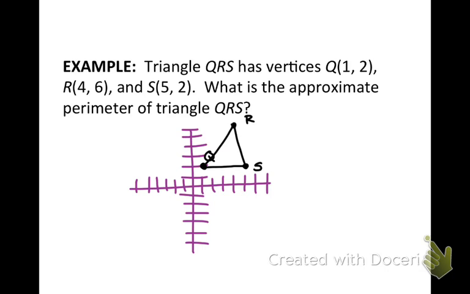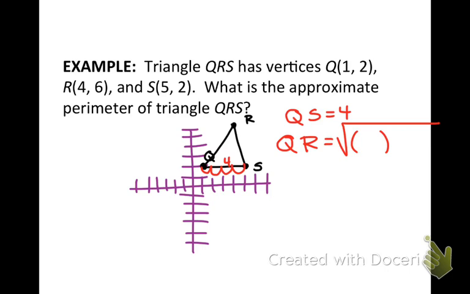The question is asking what the perimeter of this triangle is. Well, do I know the length of the bottom side? Yes, it's 1, 2, 3, 4 units, right? So we know that QS is equal to 4. Do I know the length of QR? Can I count it using units? No, because it's a slant. So what are we going to have to use from our last test to find the length of line segment QR? Not midpoint. Distance formula, yes.